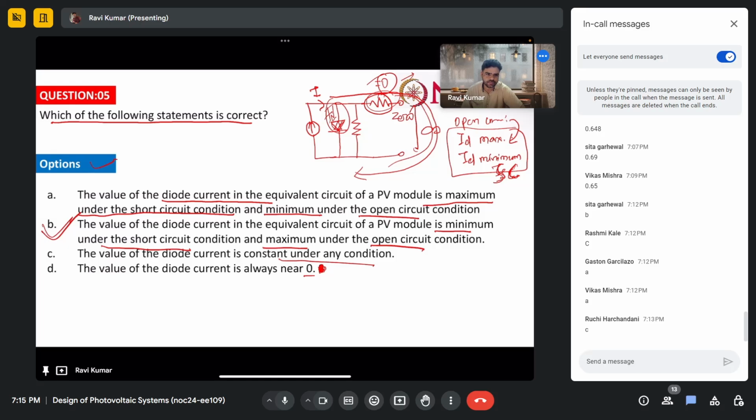Understood? Yes, no, maybe. So correct answer here is B.